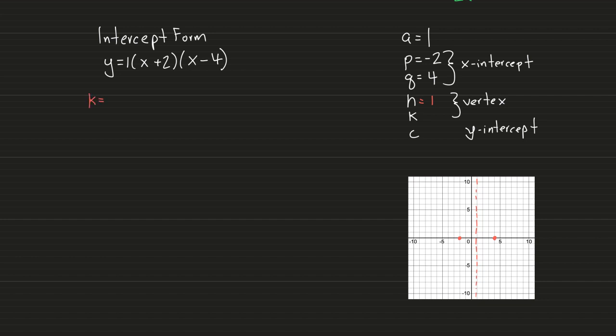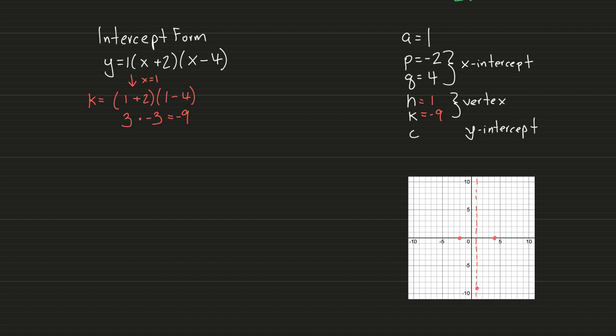K is just this function evaluated with x equals 1, because we know we're looking for that particular x value. We just solved for that in h. So we would plug in 1 for 1 plus 2 and 1 for 1 minus 4. 1 plus 2 is 3. 1 minus 4 is negative 3. And we know that k is negative 9. Negative 9. So there's our vertex.